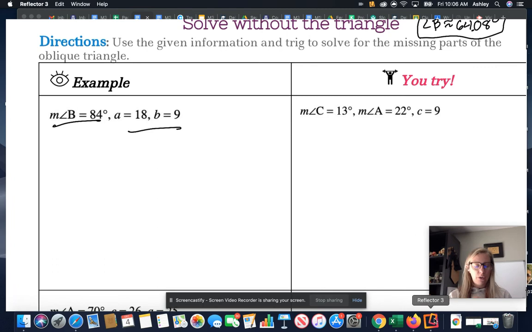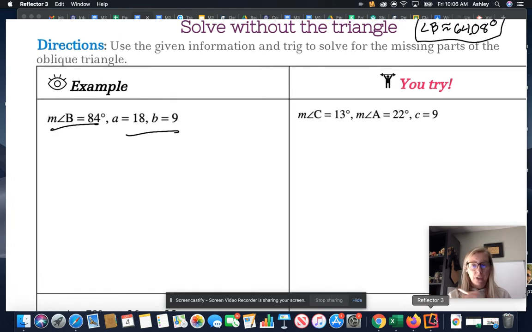So remember, included would be between. So remember, angles and their opposite sides are always together. So if we just did a rough sketch, it really doesn't matter. Let's give an approximate of 84 degrees. If I just said, okay, that's really close to 90, maybe that angle looks like that.